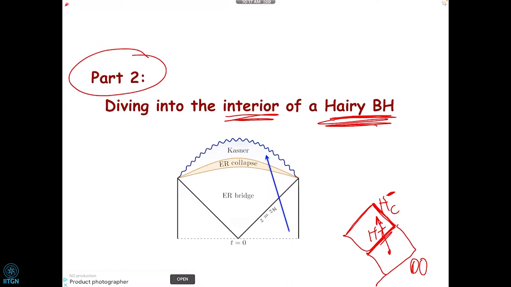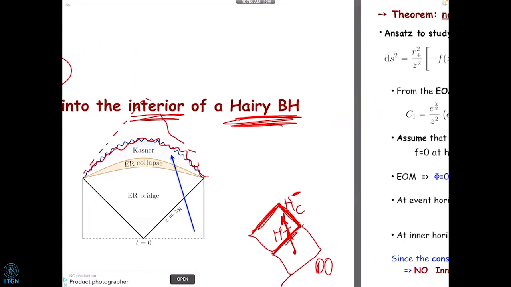I want to see what happens to an observer that dives into the interior of this event horizon. And we will conclude that instead of the would-be Cauchy horizon, we will have a Kasner space-like singularity. So the Cauchy horizon will not exist, it will be replaced. Instead of having this would-be Cauchy horizon, the system will develop a space-like singularity. So let me go now through the details.